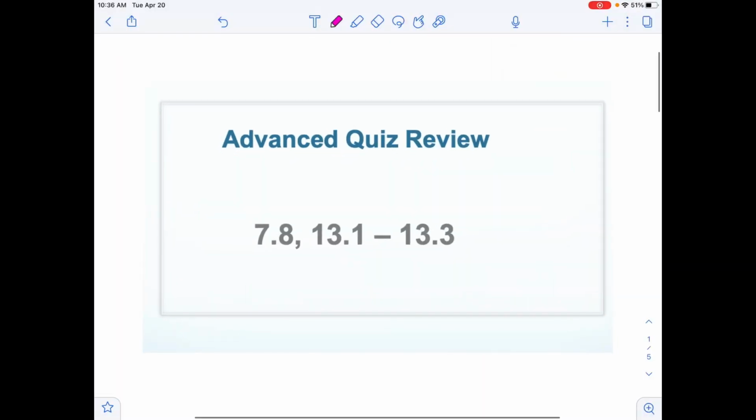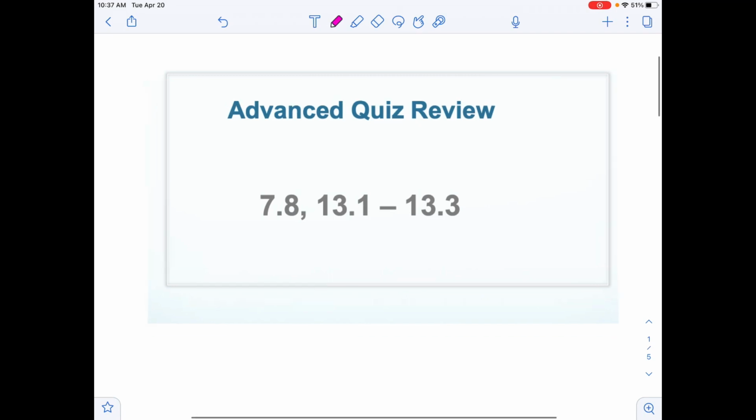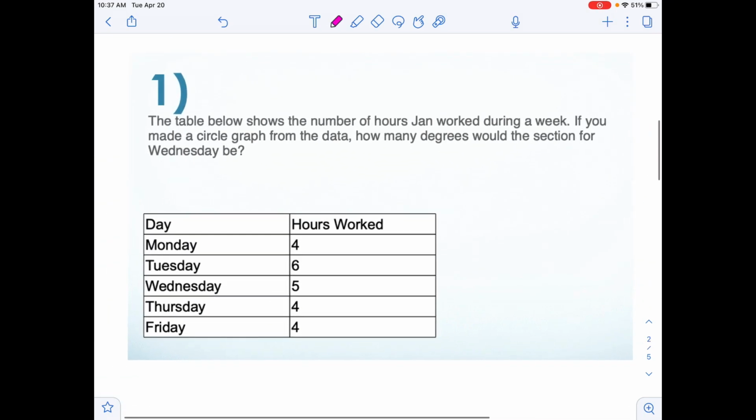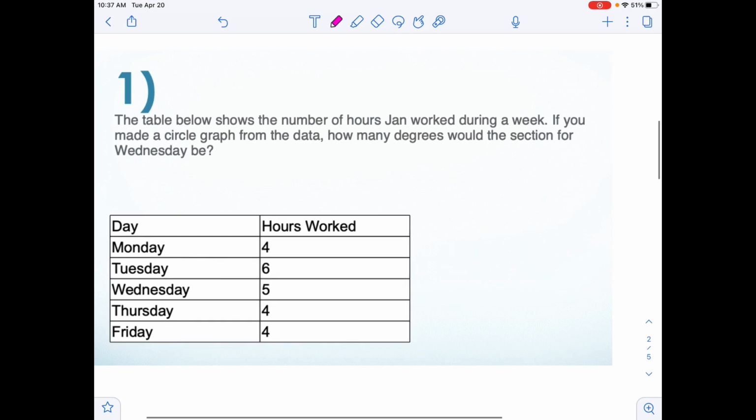This is the review for your quiz on lessons 7.8, 13.1 through 13.3. So you should have a piece of paper out and you should be trying these problems on your own. The first problem says the table below shows the number of hours Jan worked during a week. If you make a circle graph from the data, how many degrees would the section for Wednesday be?